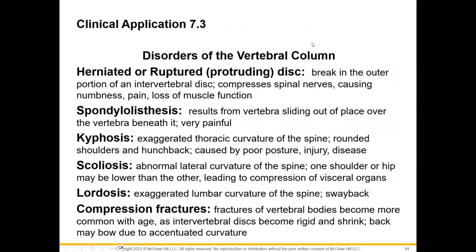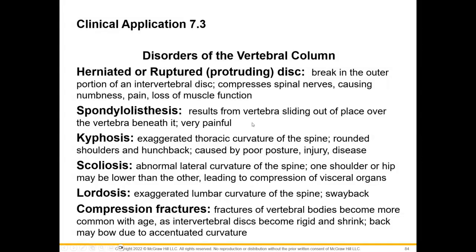A lot of disorders occur of the vertebral column, such as herniated or ruptured discs. That's where you have a break in the outer portion of the intervertebral disc. It compresses your spinal nerves. It causes numbness, pain, and loss of muscle function. And these intervertebral discs are in between each of the vertebrae. Intervertebral means between the vertebrae, and that is fibrocartilage between each of your vertebrae.